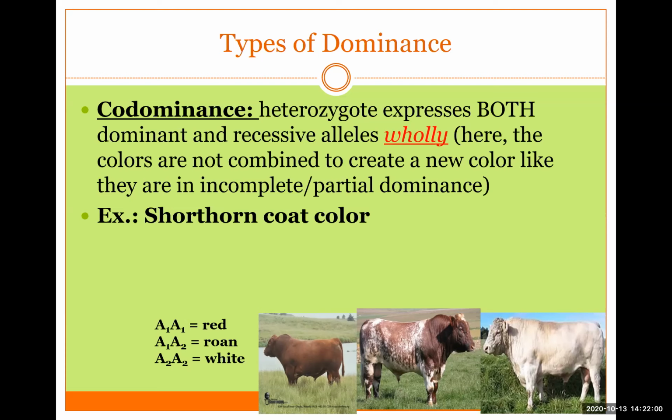Okay, so if we had this and we were talking about cattle, and we took a red bull and we bred him to a white cow, we would get all of these little heterozygous calves 100% of the time. So, what color would these little heterozygous calves be? Roan. That's that speckly color pattern. That's what it's called, roan.